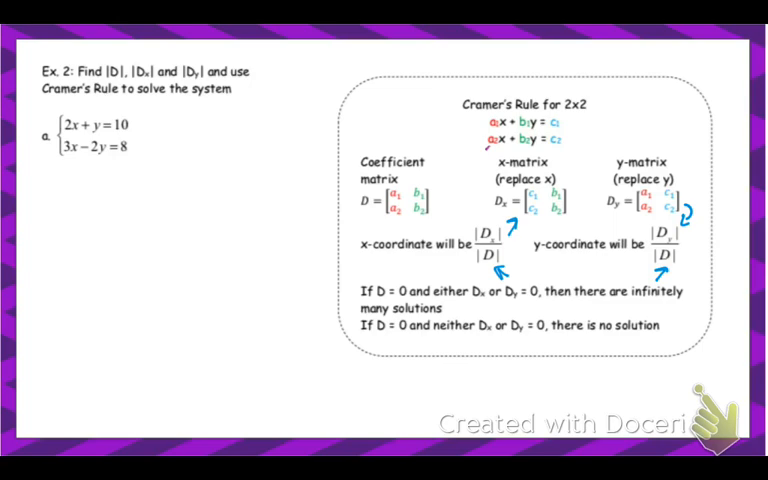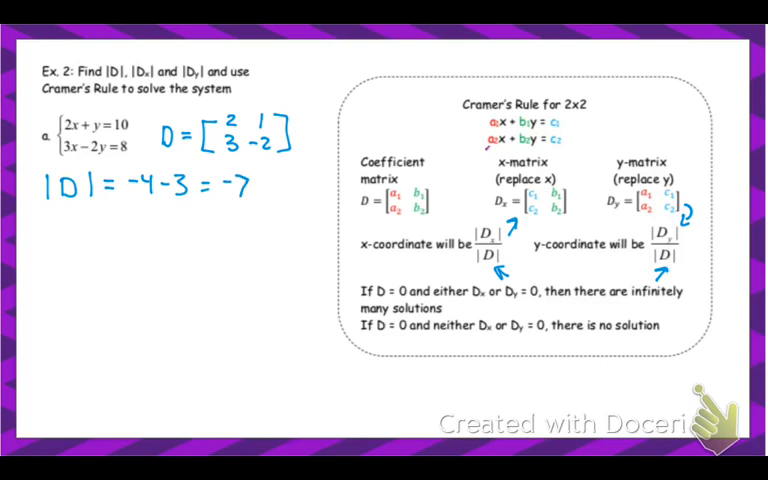All right, the first thing I need to do is come up with my coefficient matrix. The matrix of my coefficients, it's already in standard form, so 2, 3, 1, and negative 2. The first thing I need to do is find that determinant. So that determinant is negative 4 minus 3, which is negative 7.